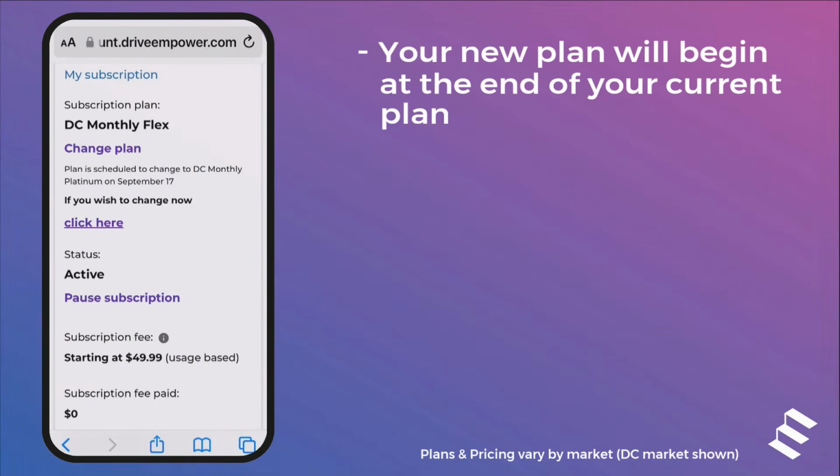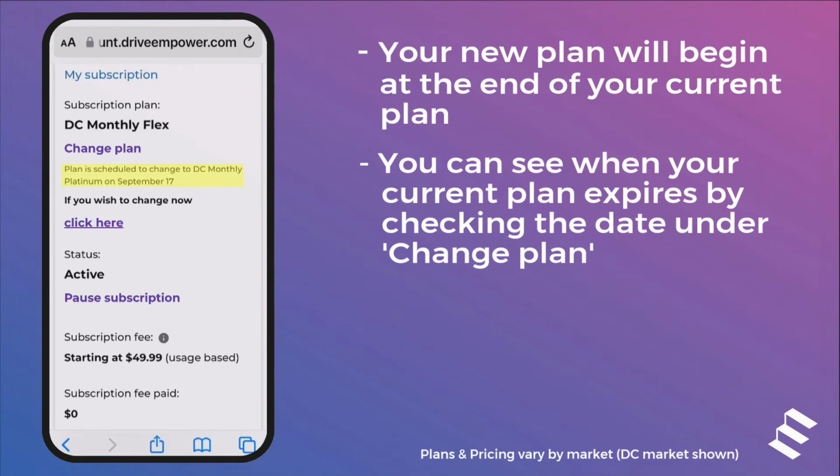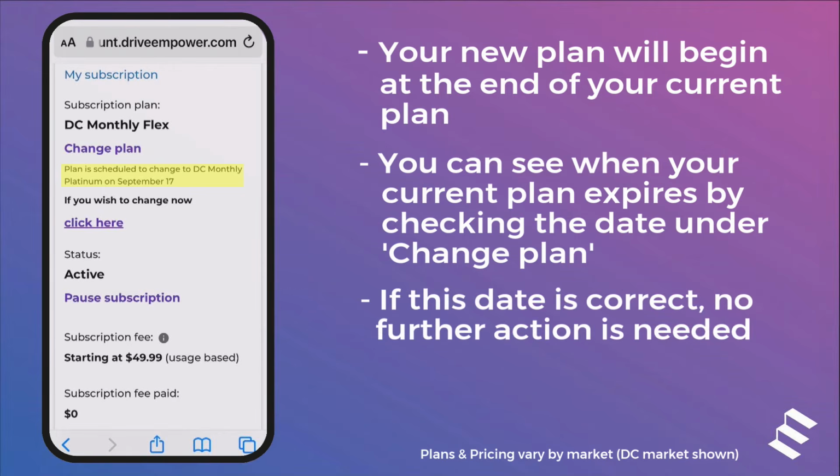By default, your new plan will begin at the end of your current subscription period. You can see when your current plan expires by checking the date under Change Plan. If the date displayed is when you want to change your plan, then no further action is needed.